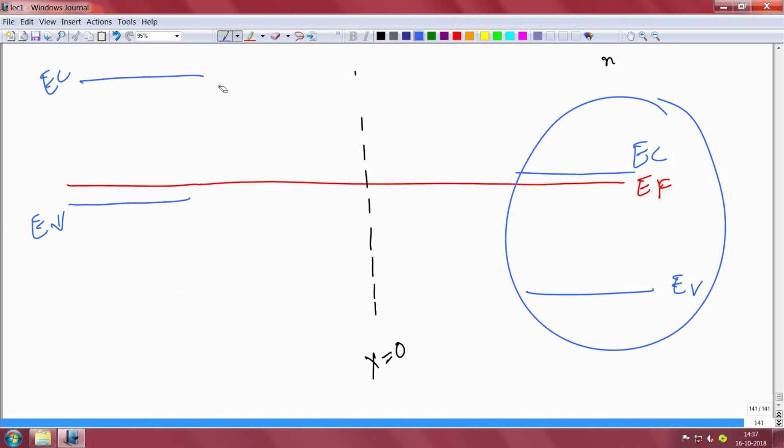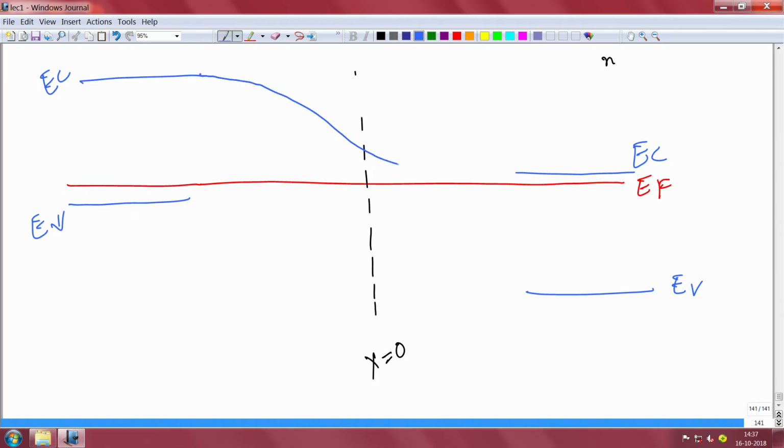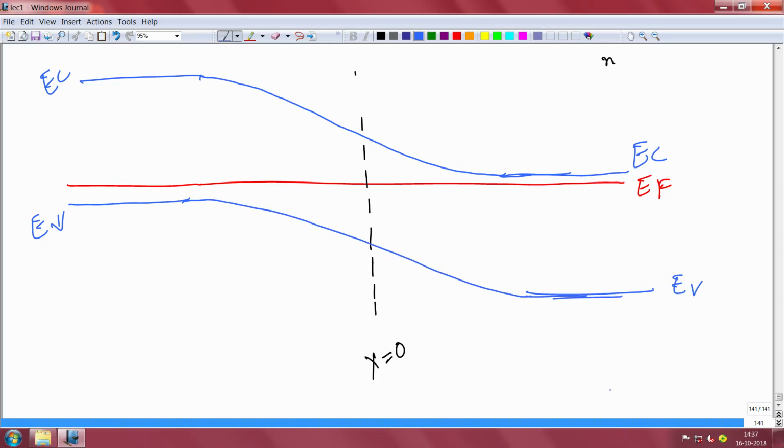So now what you do is you join this conduction band and valence band. So the conduction band will now be joined like this. Sorry, it will join here. I am not very good at drawing here, but you see my point, right? So the conduction band will go like that. There is no discontinuity, it is smooth. Similarly, the valence band will have this. It is smooth. There is no discontinuity here.